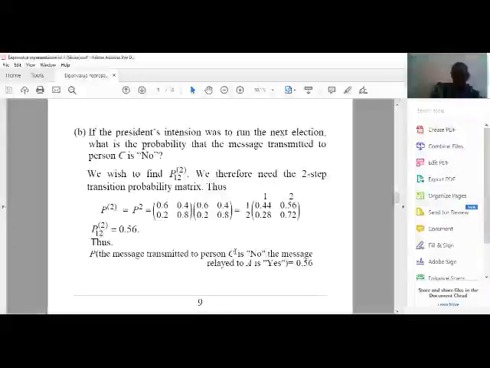Are you okay? So the second transition probability matrix, you raise the matrix P to the power 2. And your calculators can easily do this multiplication for you. So you raise the matrix P to the power 2. When you raise it to the power 2, it gives you 0.44, 0.56, 0.28, and 0.72.